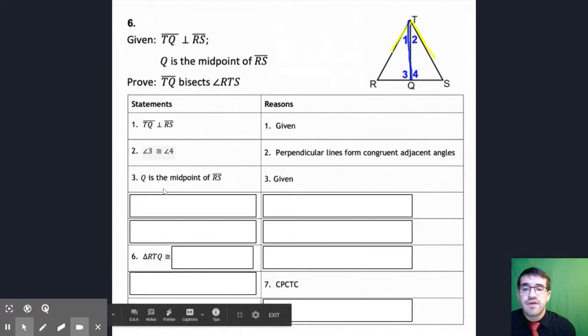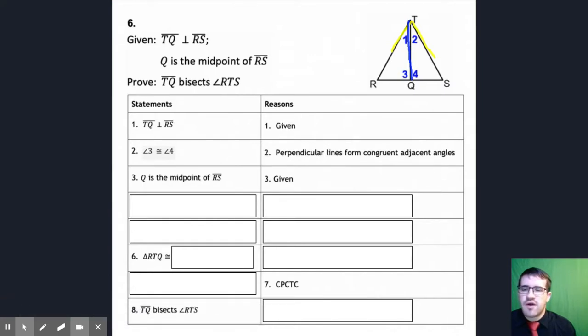So we have Q is the midpoint of RS. And because Q is the midpoint of RS, we then know that segment RQ is congruent to segment SQ, and that's by the midpoint theorem.